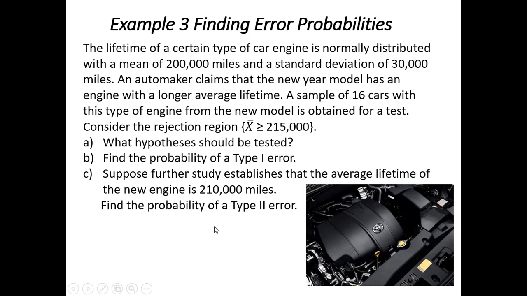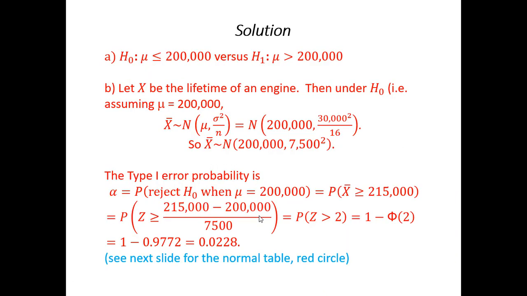All right, now in part C, we're interested in finding the probability of a type 2 error, or beta, as we use the notation. So suppose further that a study establishes that the true average lifetime of the new engine is 210,000 miles. Okay, so we want to find the probability of a type 2 error.